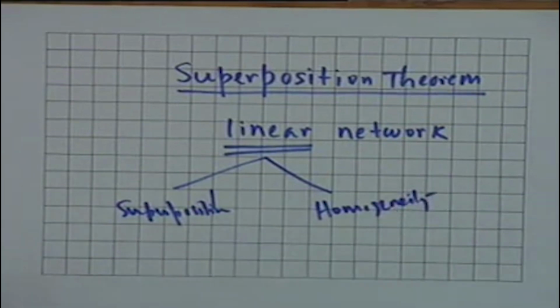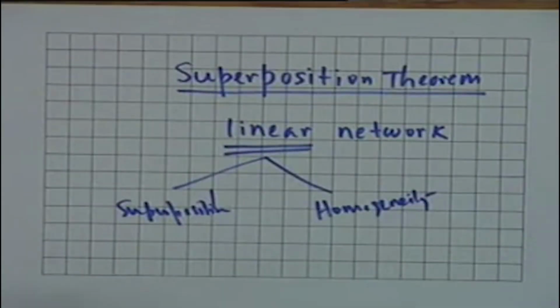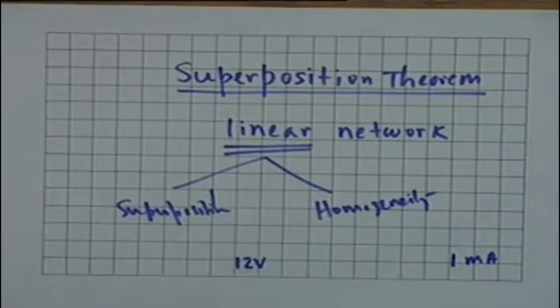Superposition means that the response of a given network, by response I mean the voltage or current in a given branch, this branch may be considered as the load, is the superposition of all voltages and currents caused by each source independently of all other sources, all right. And homogeneity implies that if the cause, that is the source or excitation as it is called, is multiplied by a factor alpha, then the response should also be multiplied by a factor alpha. For example, if a 12 volt source gives rise to, let us say, 1 milliampere at a certain point in the network, then 24 volts should give rise to 2 milliamperes, all right. This is called homogeneity, and linearity implies both.